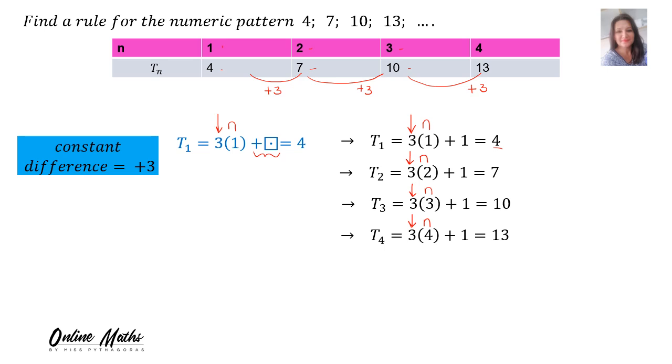So can you see, now you can give the rule, and the rule is Tn is equal to 3n plus 1, the constant difference times n plus 1. And that formula is the formula that you can use to find the value for any term in your sequence. It's called the general formula or the formula for the nth term.